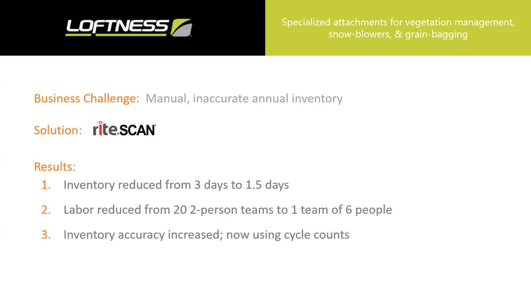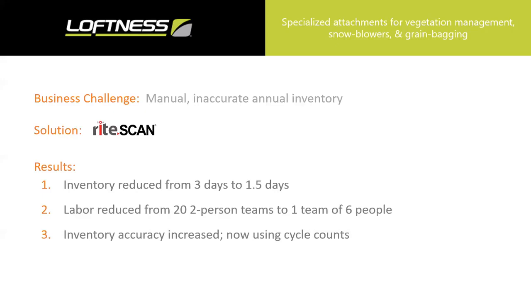using 22-person teams, using those handwritten sheets for counting. And then Lofness manually had to enter that data into Syspro to make the adjustments and correct the errors. After moving to riteSCAN, they moved from manual handwritten inventory to barcode scanning for those counts and updating Syspro in real time.